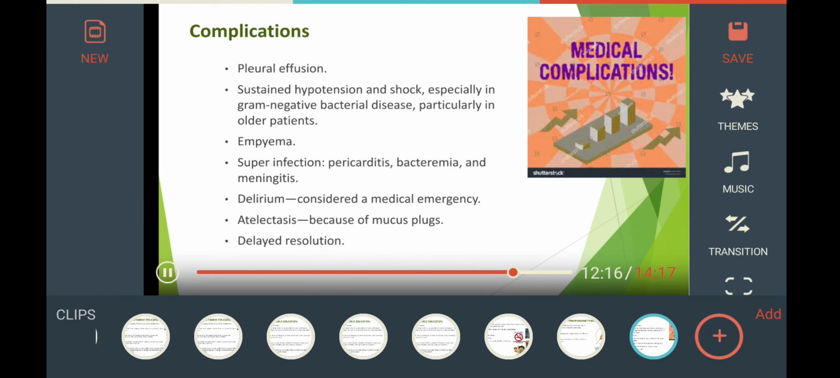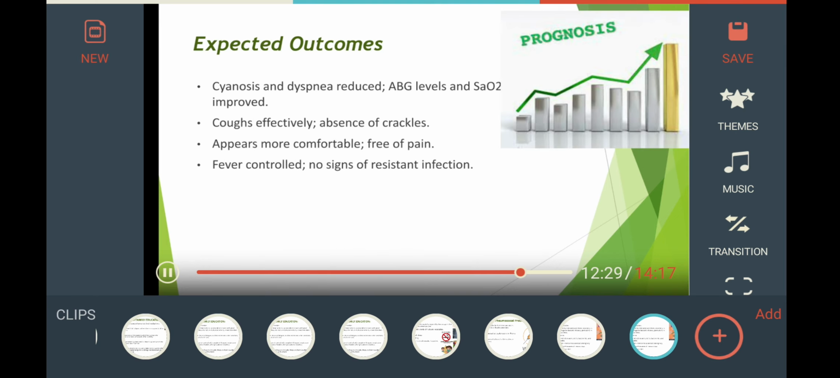Complications: pleural effusion, sustained hypotension and shock, empyema, superinfection, pericarditis, bacteremia, and meningitis. Delirium, atelectasis, delayed resolution. Expected outcomes: cyanosis and dyspnea reduced, ABG levels and oxygen saturation improved, coughs effectively, absence of crackles, appears more comfortable, free of pain, fever controlled, no signs of resistant infection.